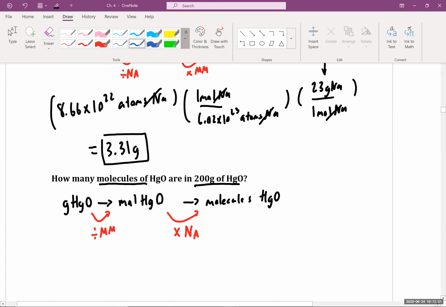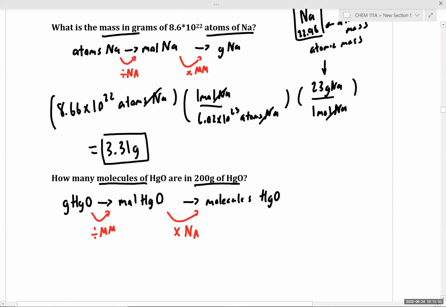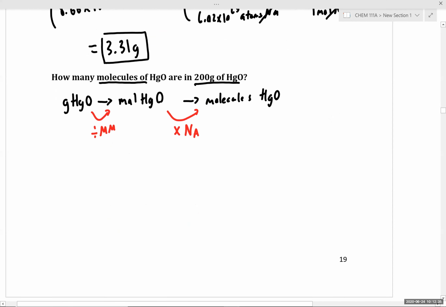So now that we have everything laid out for us, let's now execute on this scheme. We have 200 grams of mercury oxide. We're going to need to do a sidebar calculation: the molar mass of mercury oxide. First and foremost, we need to find the molar mass of mercury.